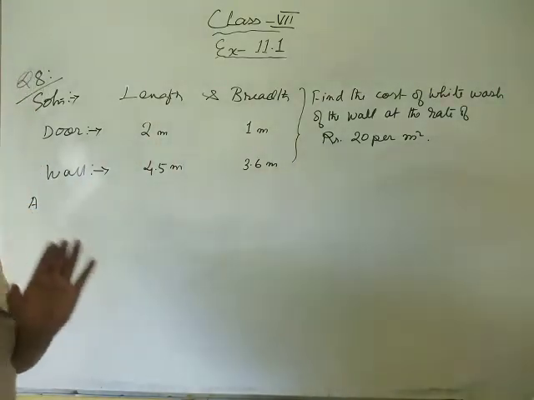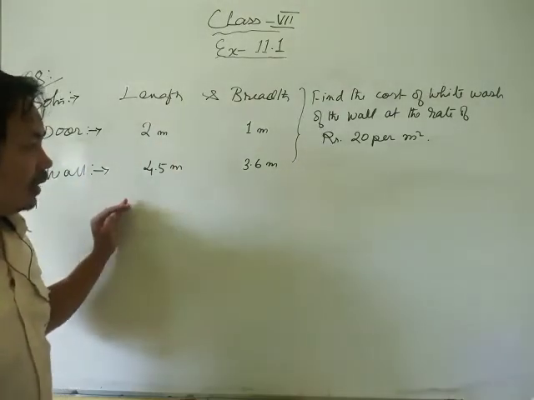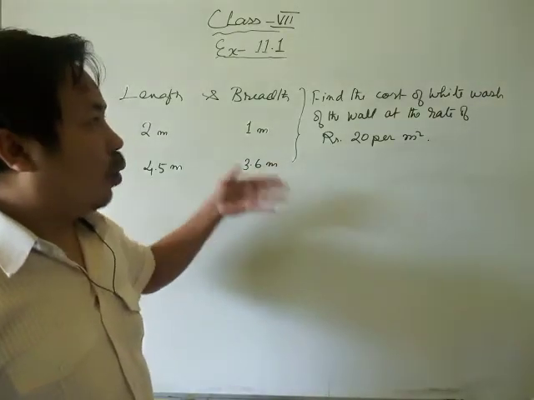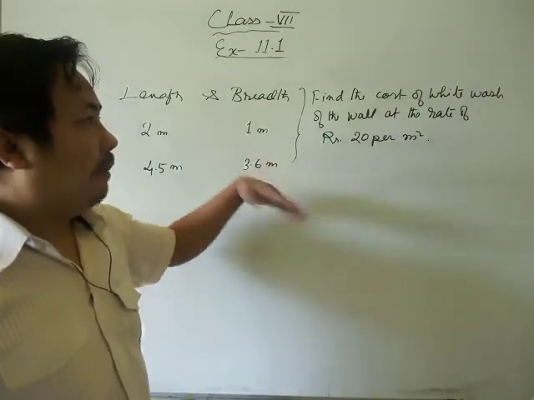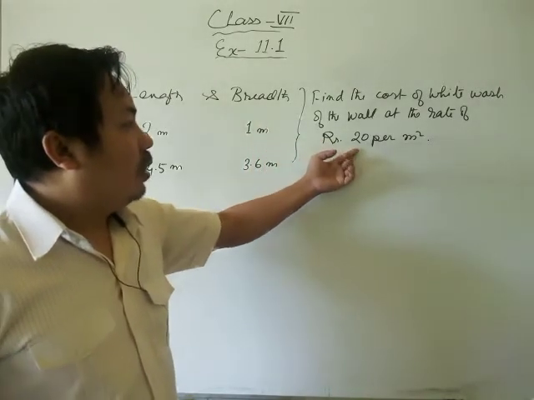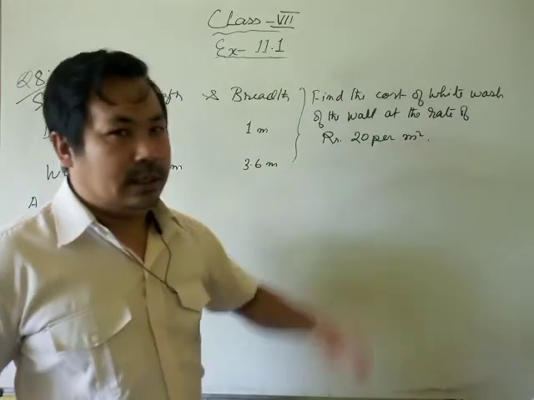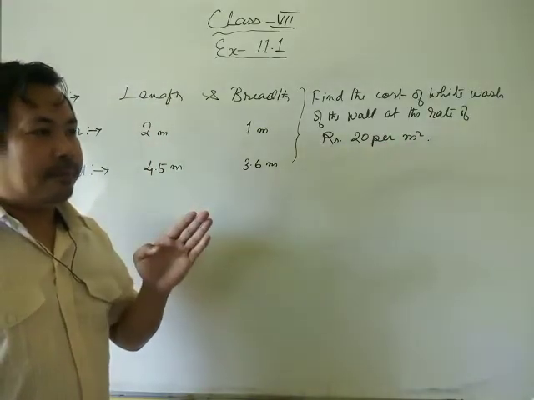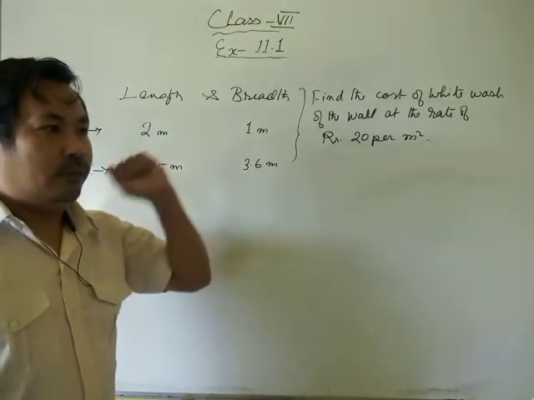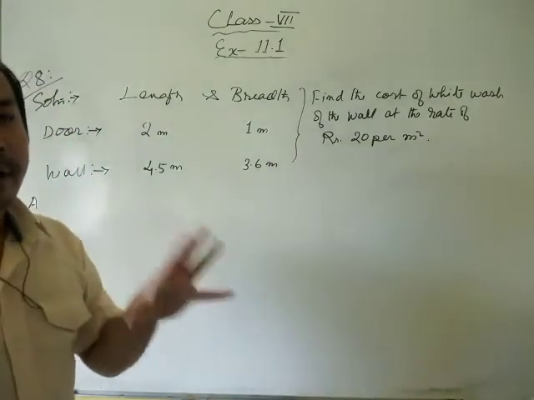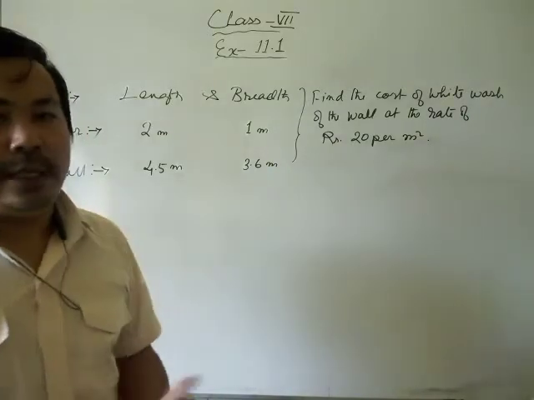So what we are going to do is find out the total cost of painting white, which means painting white color on the wall, at the rate of rupees 20 per meter square. For 1 meter square, 20 rupees will be charged. So we'll find out the area of the wall and multiply it with this rate. Then we'll get the total cost.